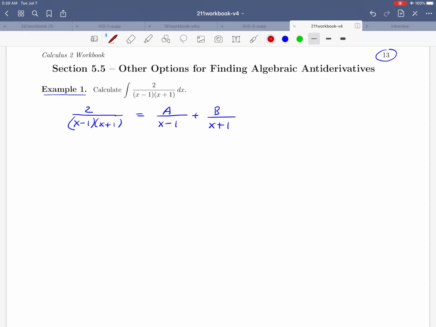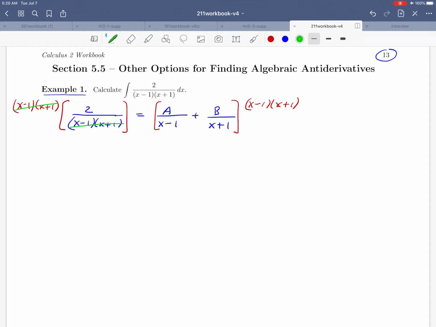So what we're going to do is some algebra here. I'd like to multiply both sides of this equation by the denominator on the left-hand side, x minus 1 times x plus 1. We can do that as long as we do the same thing to both sides. Over on the left, notice what happens: that whole denominator is going to cancel. That was kind of the point of multiplying by the denominator. So we've just got a 2 left over on the left-hand side of the equation.